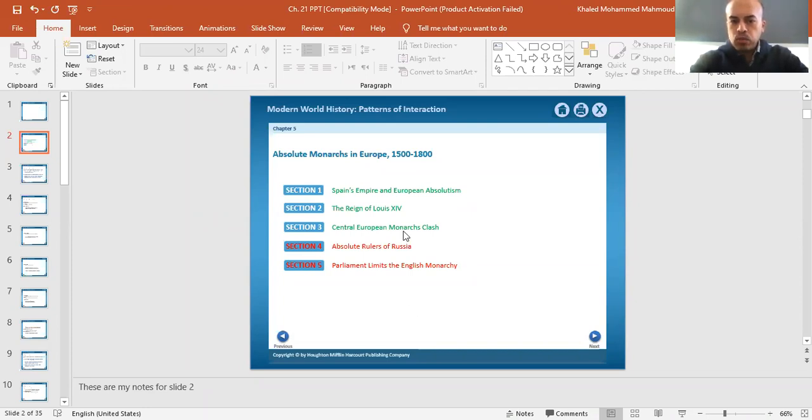In chapter 21, we already finished these three topics, highlighted with green, about Spain and European absolutism. Section number 2 is the reign of Louis XIV, and section number 3 is Central European monarchs and the clash between Central European monarchs. Okay, so we are going to start today with the first two topics: Spain's empire and European absolutism, and the second section about the reign of Louis XIV.